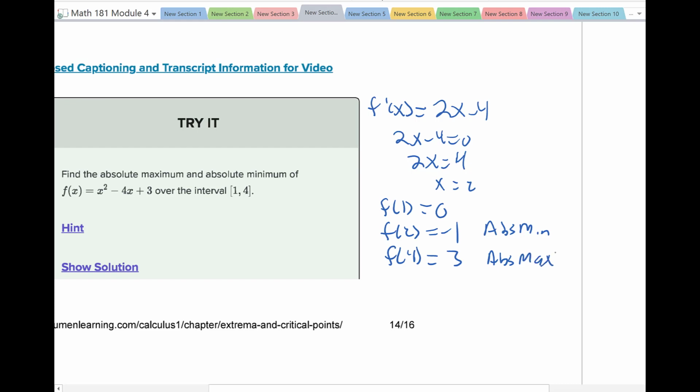So hope you see the process. The big thing is using those calculus skills to take the derivative and then set that derivative equal to 0 and find the zeros. So we use algebra skills there.